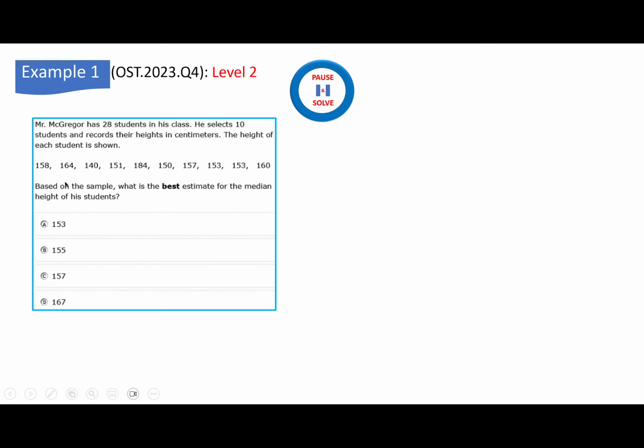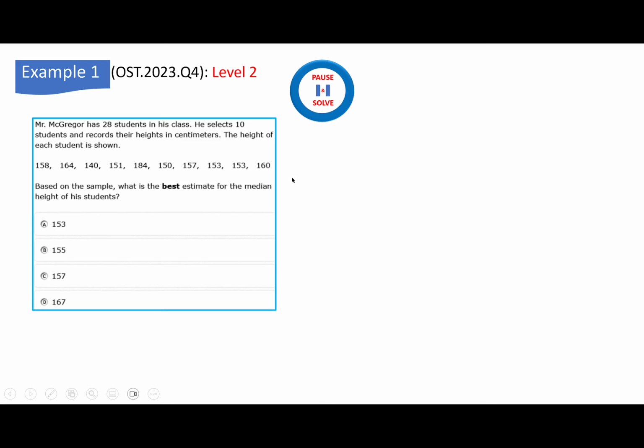So we need to find the median height of the students using this sample. Now, before I do anything here, you need to pay attention. When they are asking you about the median, you have to order these numbers from smallest to largest, least to greatest, or from largest to smallest. It doesn't matter. So now you have to order this.